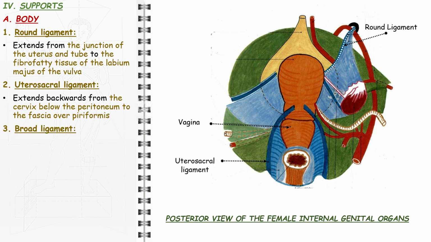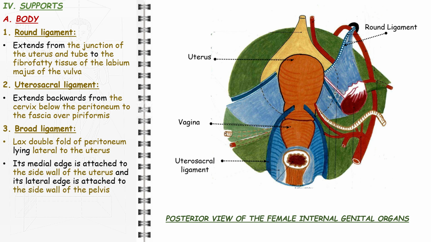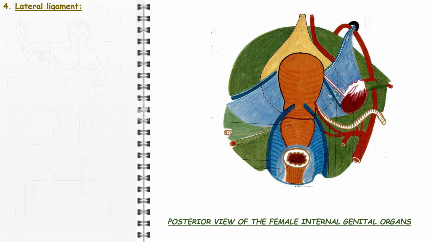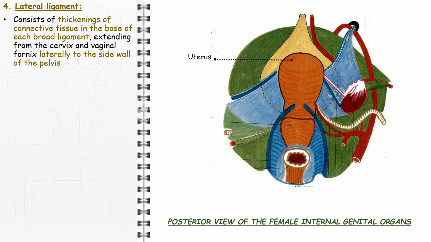The broad ligament is a lax double fold of peritoneum lying lateral to the uterus. Its medial edge is attached to the side wall of the uterus and its lateral edge is attached to the side wall of the pelvis, and it contains the uterine artery and its corporeal branches. The lateral ligaments consist of thickenings of connective tissue in the base of each broad ligament. The parametrium extends laterally from the supravaginal part of the cervix and contains the uterine artery, and the paracervix extends laterally from the vaginal fornix and contains the vaginal arteries. They both end in the side wall of the pelvis and are separated by the ureter.